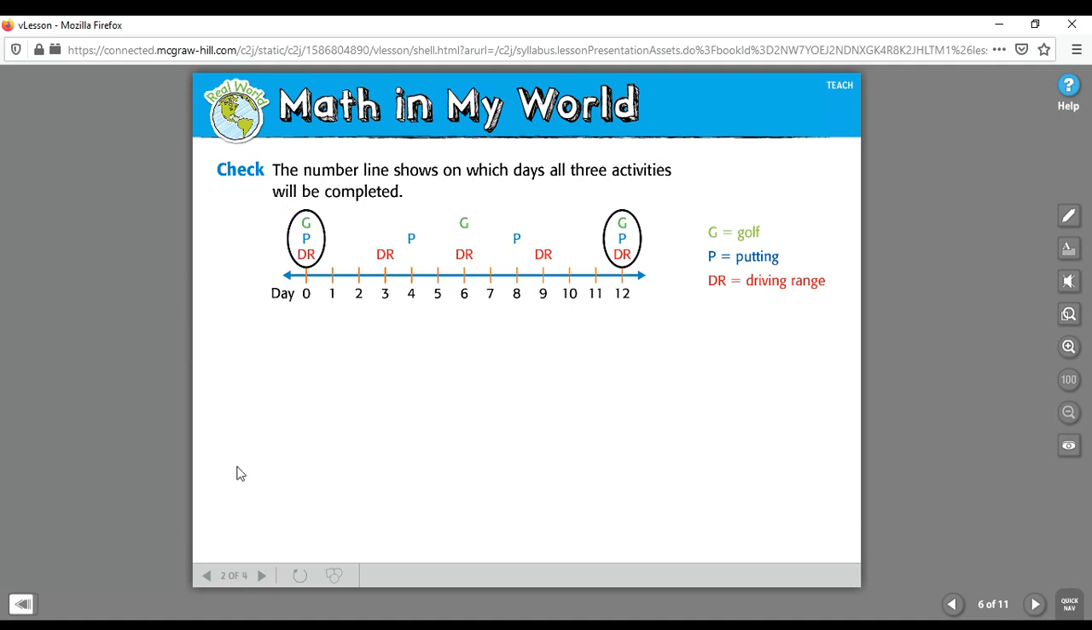So he goes to the driving range every 3 days. So it says driving range, and then driving range, and then driving range. So that was multiples of 3. He practices putting every 4 days. So the P is for putting, 4, 8, 12, and so on. And he goes golfing every 6 days. So that would be multiples of 6. G is for golf, 6, 12. You'll notice that all 3 of these end up on the number 12. Okay, that's the smallest number that they end up on again.